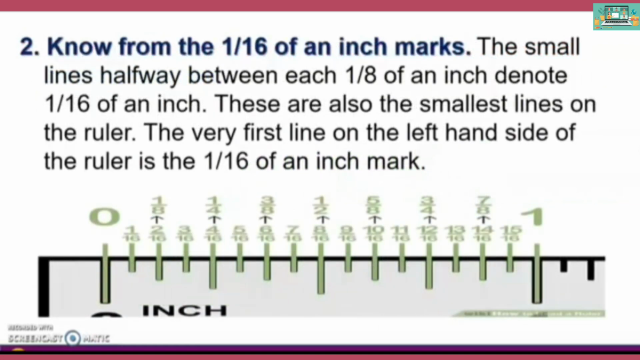Number 2. Know the 1/16 of an inch marks. The small lines halfway between each 1/8 of an inch denote 1/16 of an inch. These are also the smallest lines on the ruler. The very first line on the left-hand side of the ruler is the 1/16 of an inch mark.